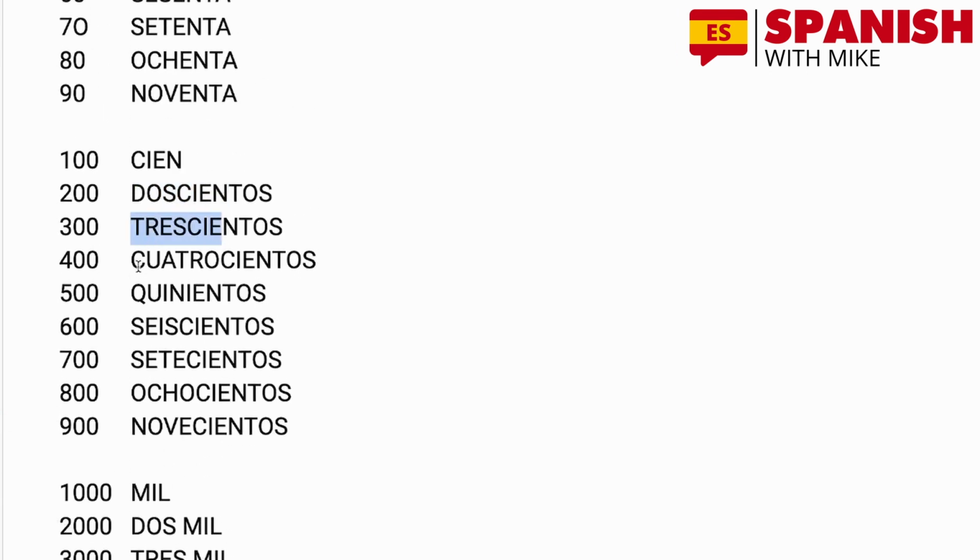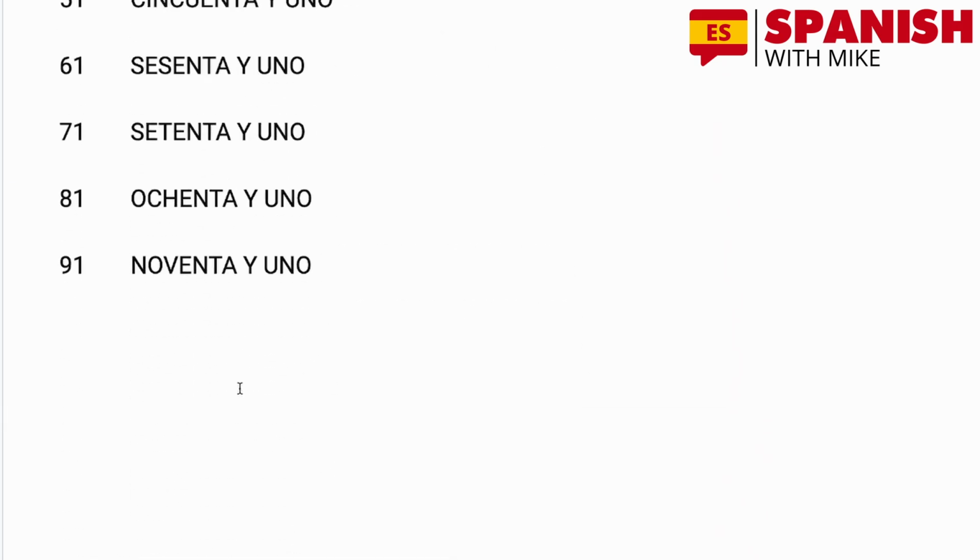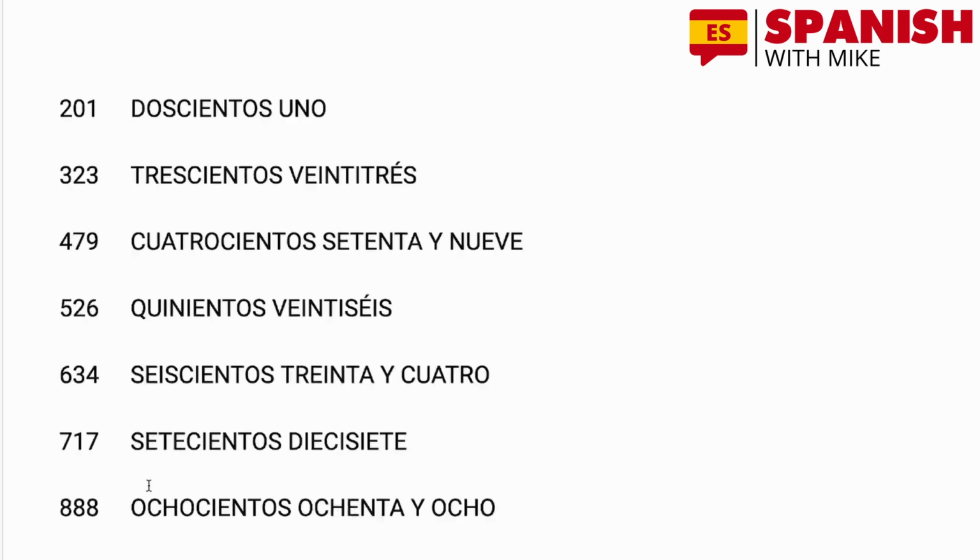200, 300, 400, 500, the same numbers, 600, but from the 200. You see how here we say ciento in those numbers, because 130, but from 200 we do use these numbers, 200, 300, 400, 500. And then we're going to form the numbers 201.